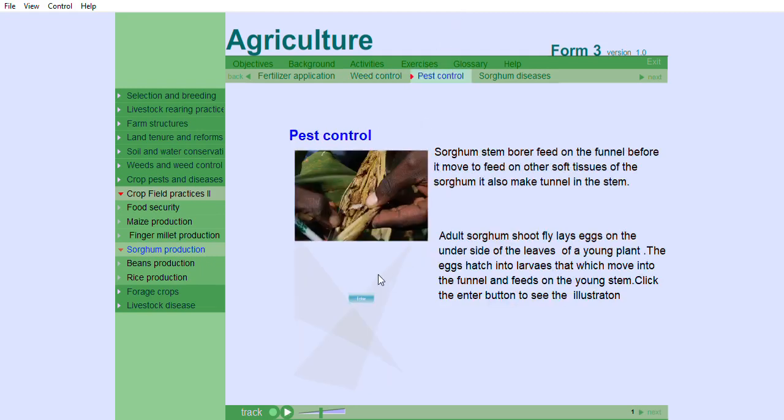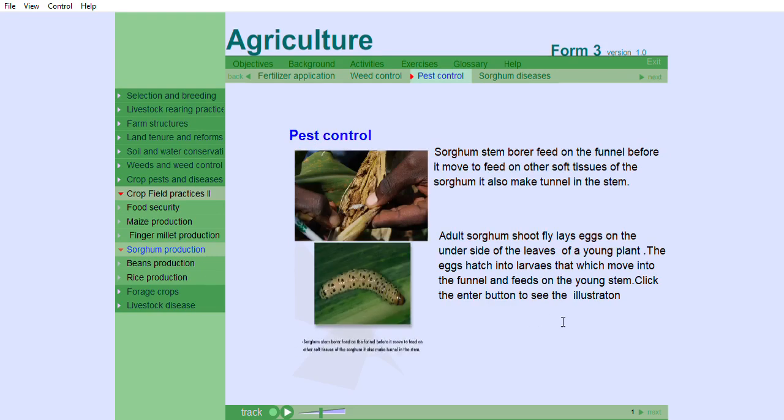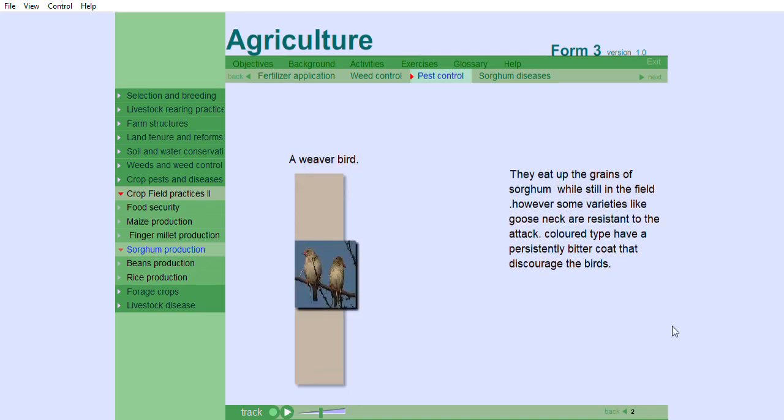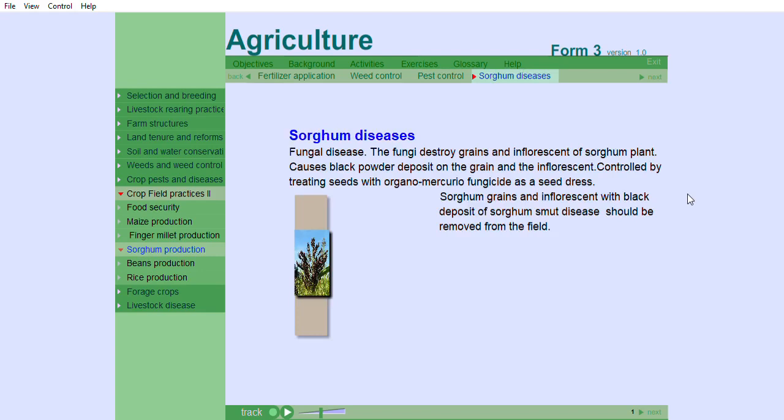Pest control. Sorghum stem borer feeds on the funnel before it moves to feed on other soft tissues of the sorghum. It also makes tunnels in the stem. Sorghum diseases. Sorghum smut, fungal disease. The fungi destroy grains and inflorescence of the sorghum plant, causing black powder deposit on the grain and the inflorescence. Controlled by treating seeds with organomercurial fungicide as a seed dress.